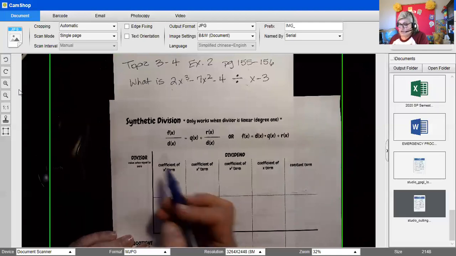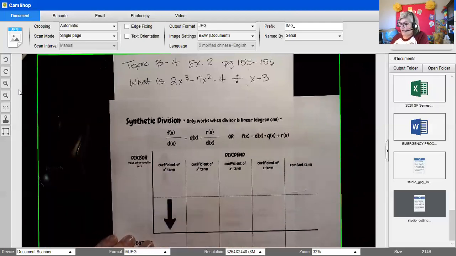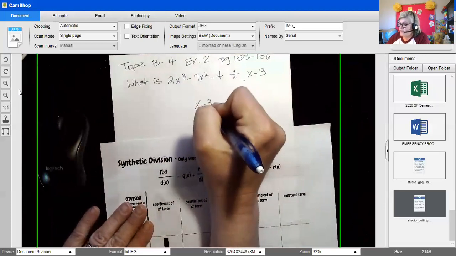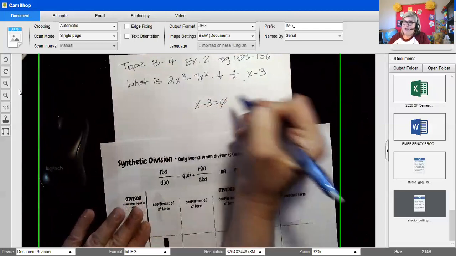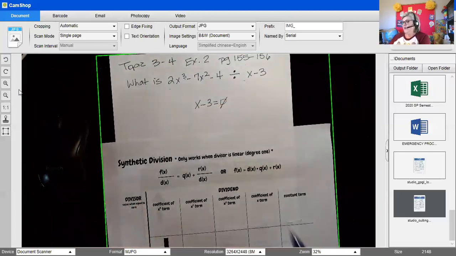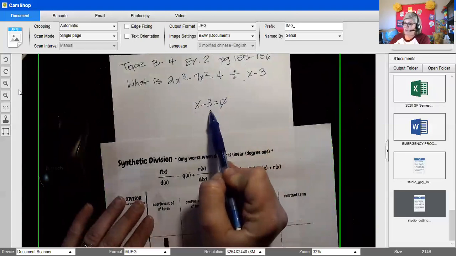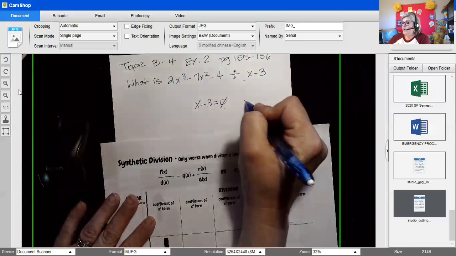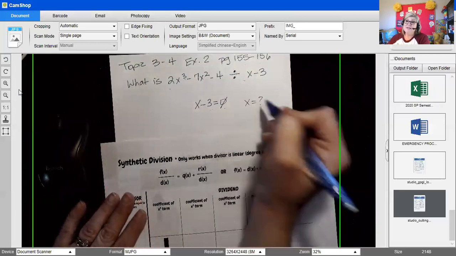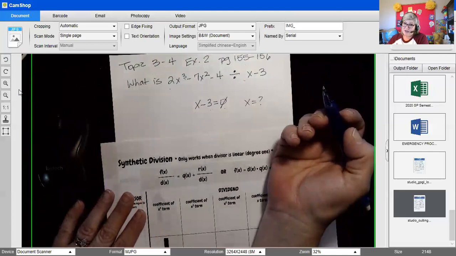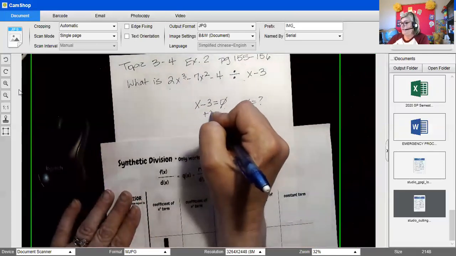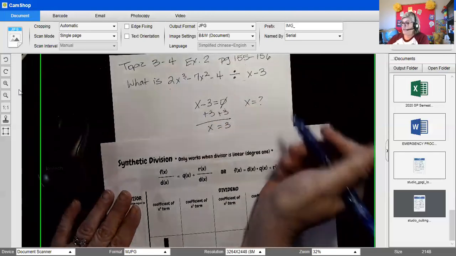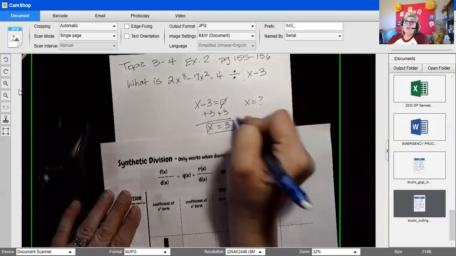First and foremost, what do you put here? Well, what you put there is actually what we call the zeros of the divisor. And how we find a zero of the divisor is by setting that binomial equal to 0. So we want to know, what does x equal? Because that's what we're going to use to divide by. So if we add 3 to both sides, then we have x is equal to 3. So we're going to divide by 3.